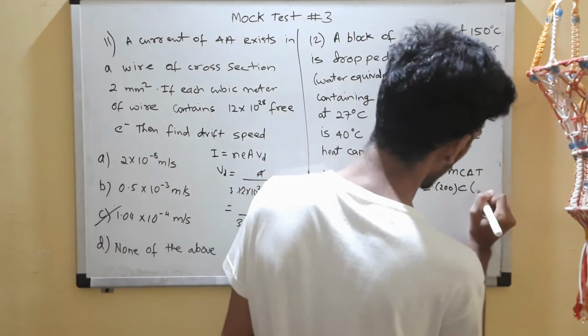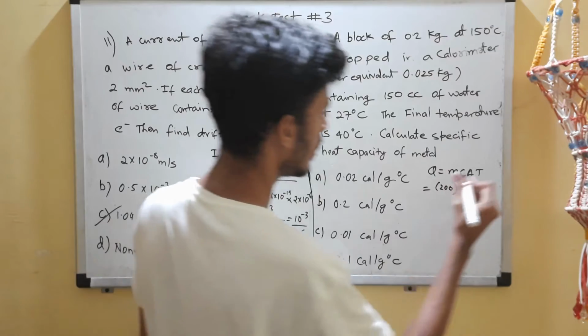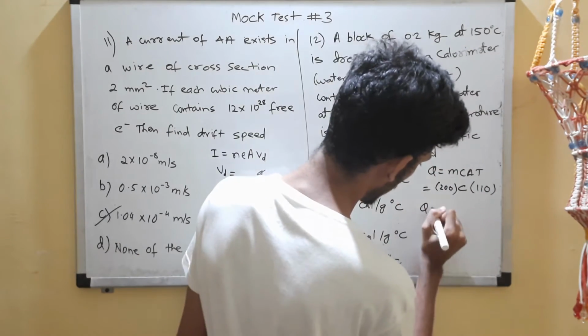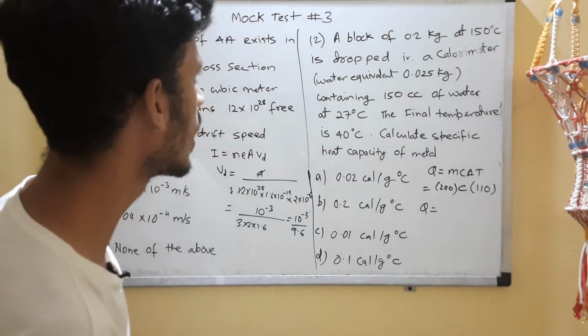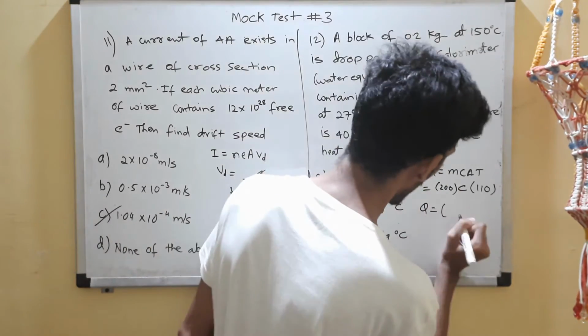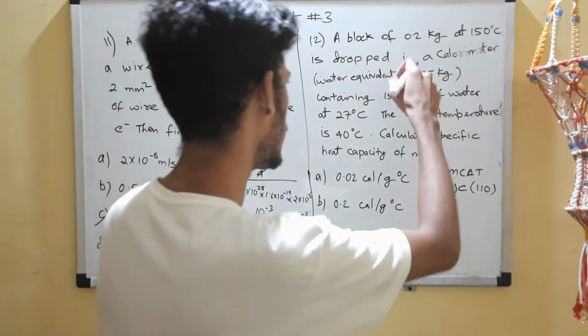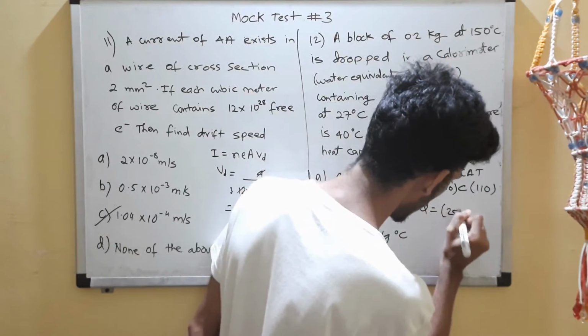Finally the system comes to 40 degrees Celsius. So the change over here is 110, right? Now again, let's write this for the calorimeter. Calorimeter mass, if you see, first of all, water equivalent. So express this in grams into 10 to the power 3, so 25 grams, right?